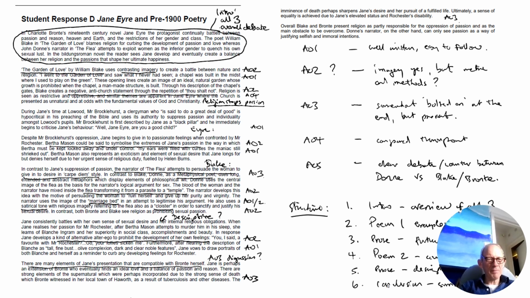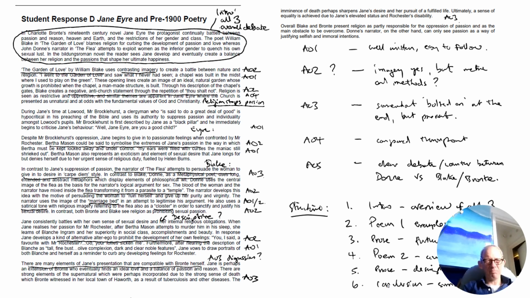We've just sort of talked about Jane Eyre, battles with passion and reason, heaven and earth, and then the poet William Blake, Garden of Love, blames religion for curbing the development of passion and love. That's an interesting take on it, curbing the development of passion, which is obviously aspects of desire. Whereas John Donne's narrator in The Flea attempts to exploit women as the inferior gender to quench his own sexual lust. That's only one interpretation. So already alarm bells ringing there.